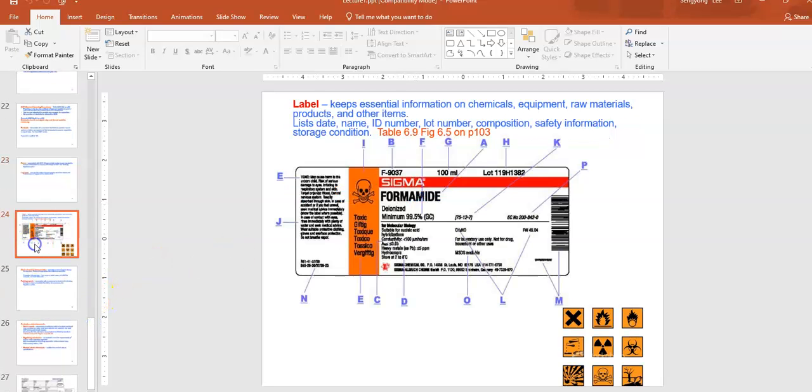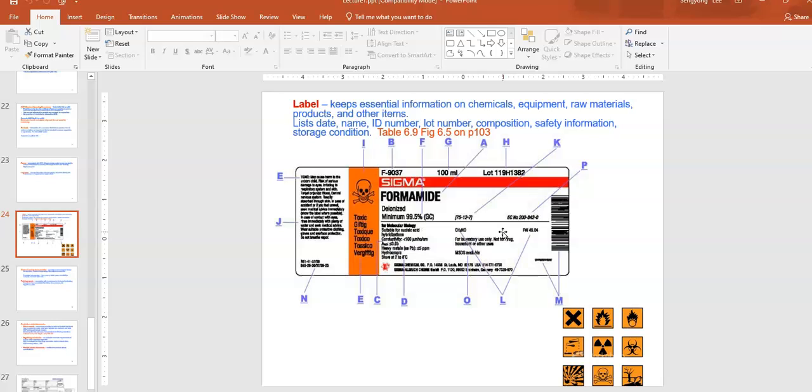Okay. Another important documentation is labels. Labels on your chemicals or labels on your drug products. They are very important because they keep the most essential information on your chemical, equipment, raw materials, products, or other items. For example, if you are making a solution in the lab, you also have to provide a label for that solution on the bottle that contains the solution.